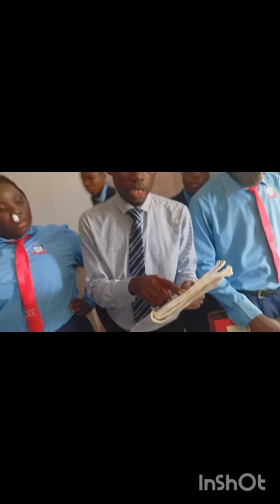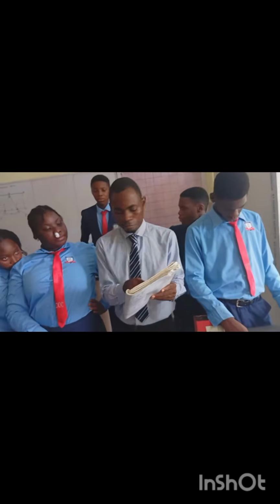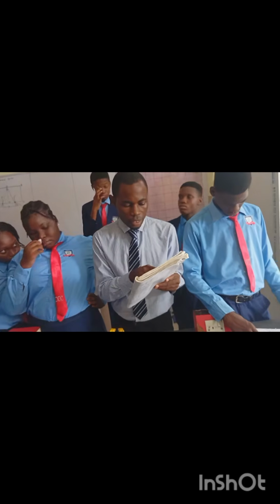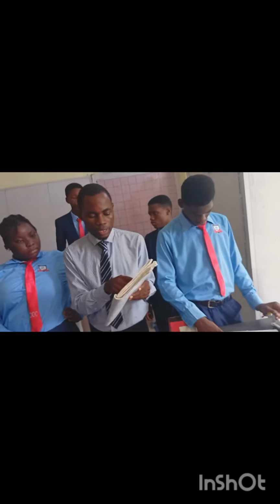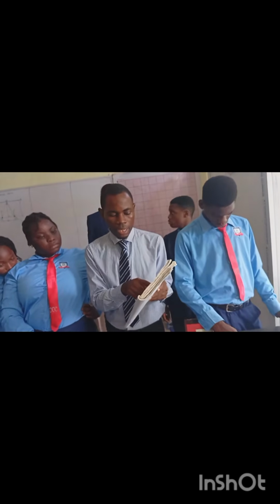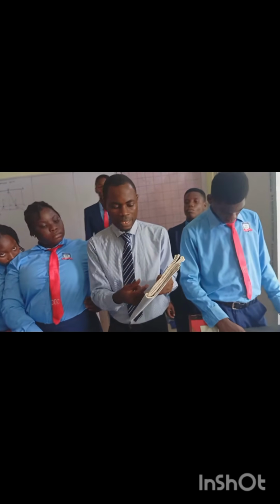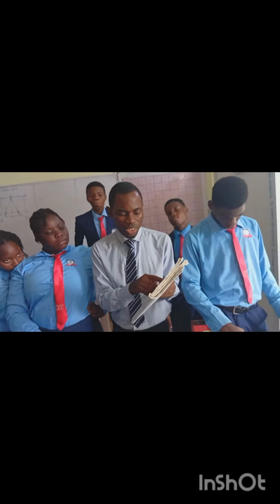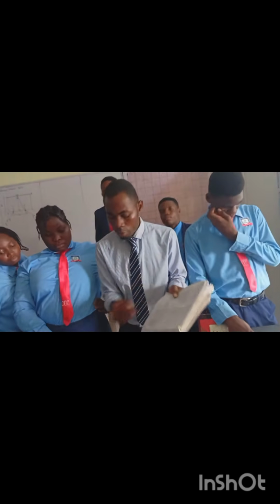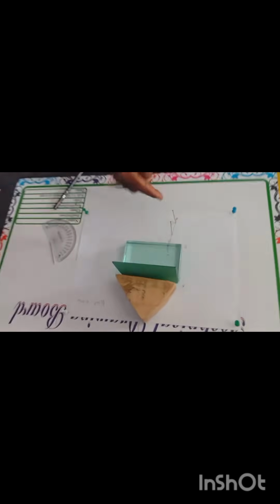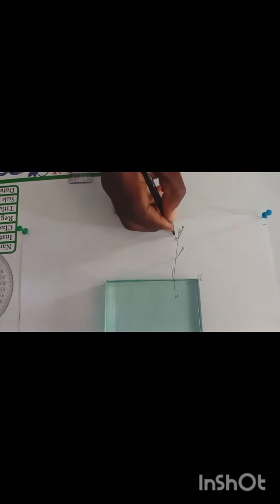Moving forward, looking through the face CD, stick other pins P3 and P4 such that they appear to be in a straight line with the images of P1 and P2. See through the block. That is, I should be looking from this side now to see if I will see these 2 pins. This is P1. Okay, this is P2. This is P1.